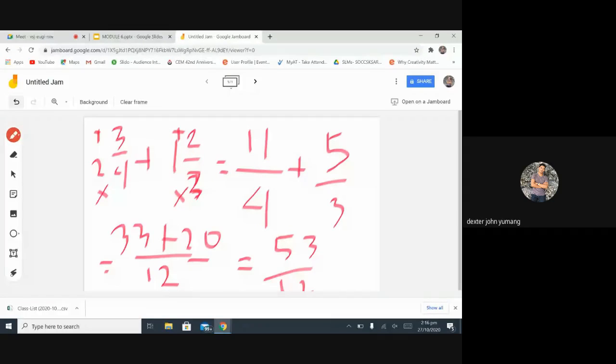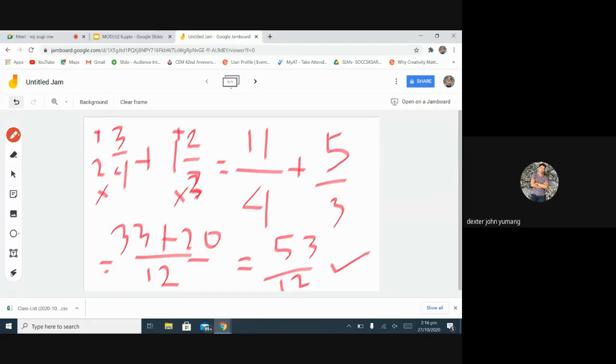2 times 4 is 8 plus 3. Double check ko ha. 2 times 4 is 8 plus 3, 9, 10, 11. 11 over 4. 1 times 3 is 3 plus 2 is 5. Tama. So 11. 3 times 4 is 12. So 53 over 12. Yan na po yung sagot. So that's correct now.